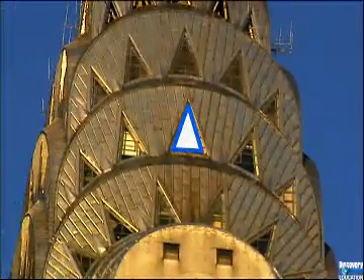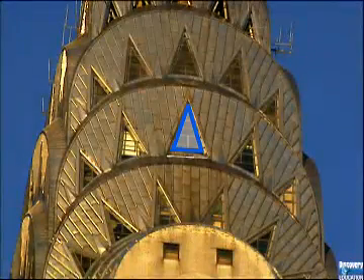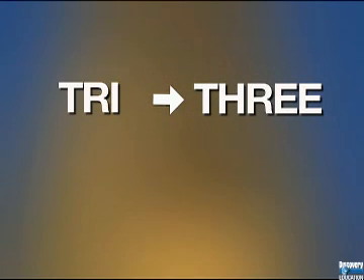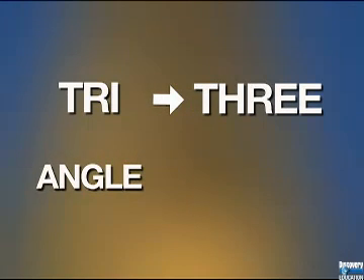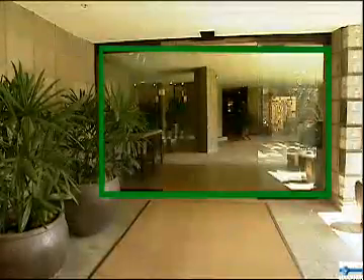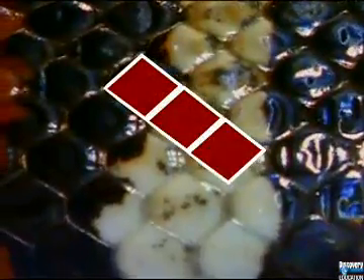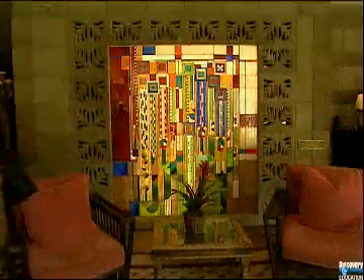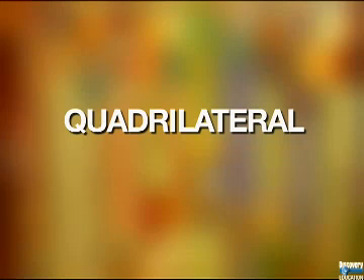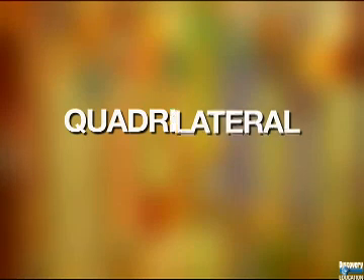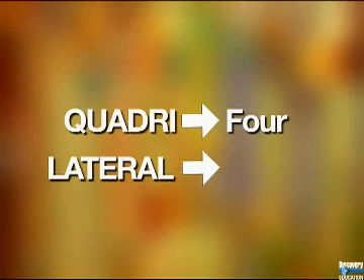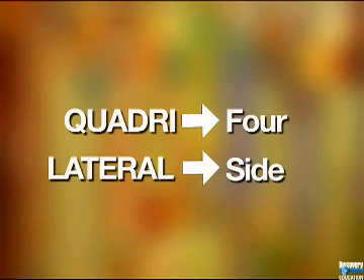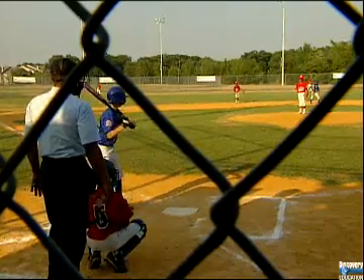Every triangle has three corners and three sides. No more, no less. In fact, the prefix tri means three. And then there's the rest of the word. Angle or corner, triangle. What about squares, rectangles, rhombuses, trapezoids, and parallelograms? All these shapes have four straight sides. That means they're quadrilaterals. Let's take that word apart. Quadra, that means four. Lateral, that means side. Okay, what about shapes with more than four sides?